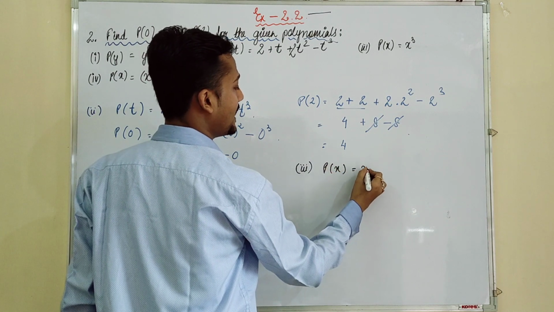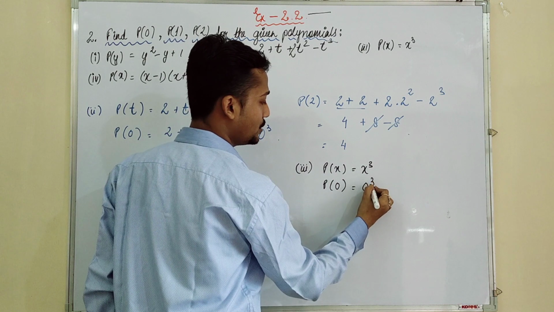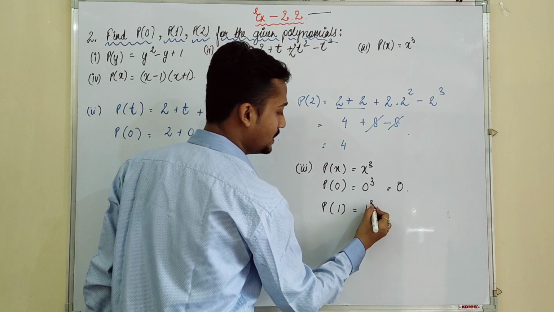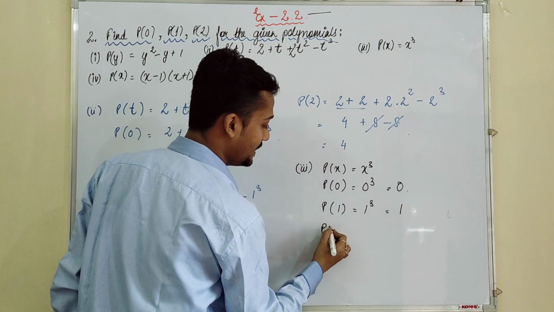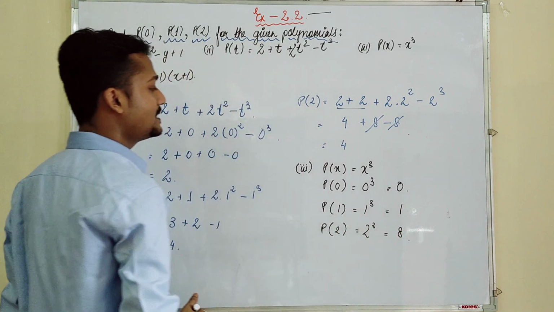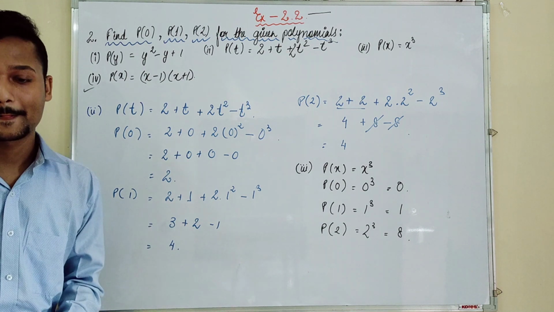Px is equal to x cube. So P0 is equal to 0 cube, which is equal to 0. P1 is equal to 1 cube, which is equal to 1. P2 is equal to 2 cube, which is equal to 8. Is it clear? So this question you can try by yourself and find out the value. Okay? So quickly note it down, then we are going to do the next question.